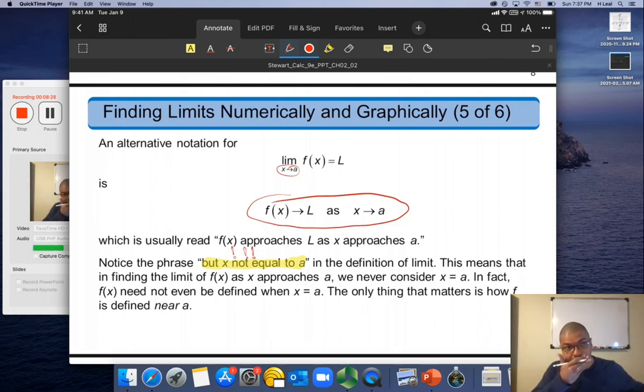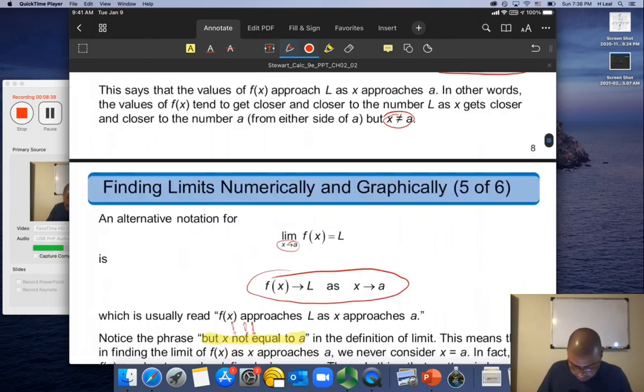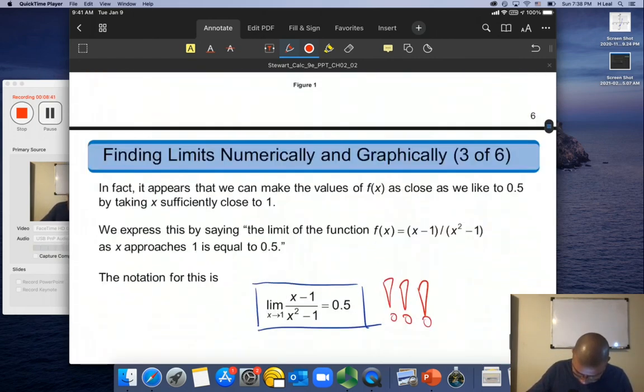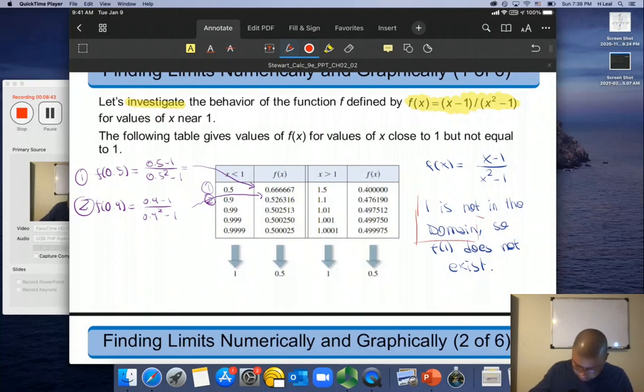Just because, like I said before, we may be dealing with situations where, like we said before here, 1 was not in the domain of the function. 1 is not in the domain of the function. So you can't plug in 1. If you could, there would be no reason for us to even have this discussion. You just plug in 1 and you find out what's going on, right? Okay, let's keep going with this.